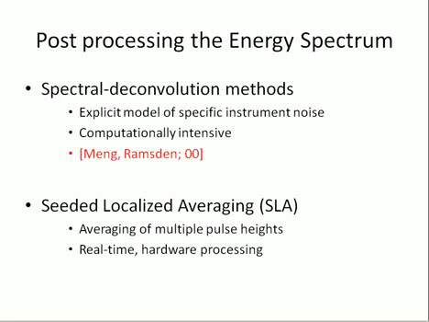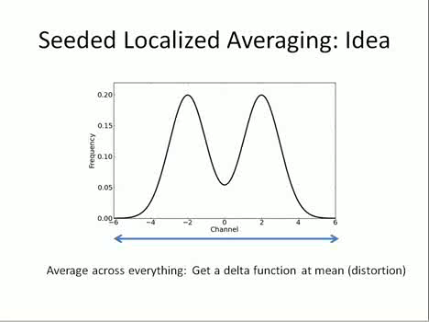Today I'll tell you about another method of post-processing the energy spectrum that's called seated localized averaging, or SLA. The basic idea behind seated localized averaging is that we're going to average multiple pulse heights recorded by the detector to remove noise from the spectrum. And the basic benefit of SLA is that it's a real-time process. It's not computationally intensive. You can do it in real time, and you can implement it in hardware. So let's see what the basic idea behind seated localized averaging is.